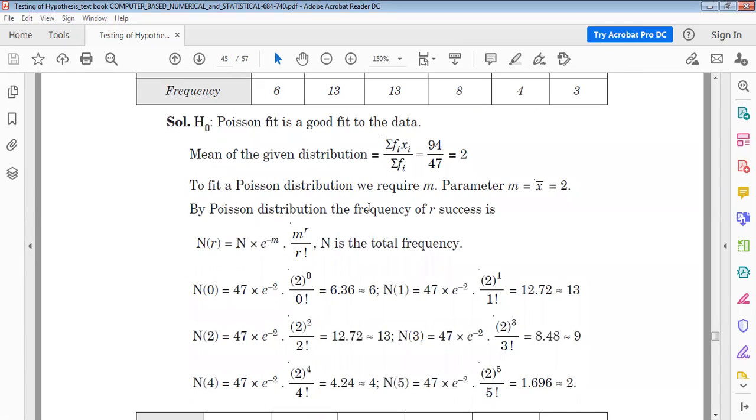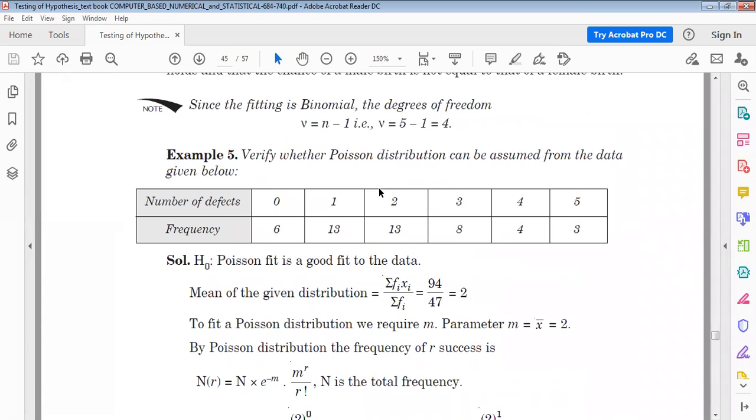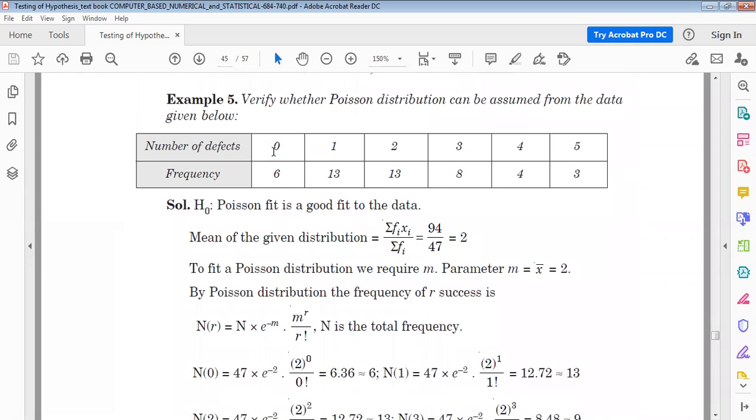Now to fit the Poisson distribution we require the parameter m, which equals x bar, the sample mean. In the Poisson distribution we must know m, the mean of the distribution. The mean equals 2, which we have found. Now we verify for the number of defects: 0, 1, 2, 3, 4, 5. So 5 defects.